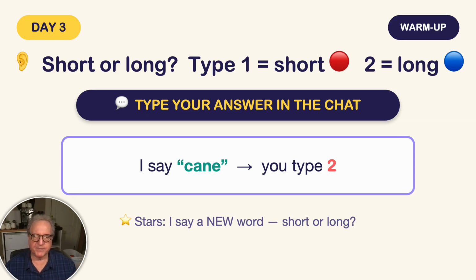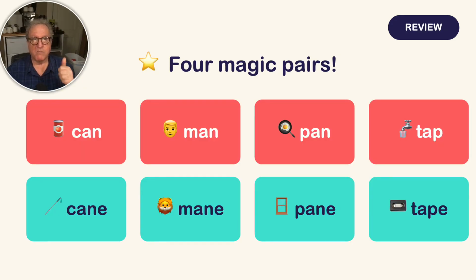Very good. Okay, look. We have 4 magic pairs all in one lesson. Here they are. They go at the top and down below. So let's start with can, cane, man, main, pan, pain, tap, tape. Can, cane, man, main, pan, pain, tap, tape. Very good.